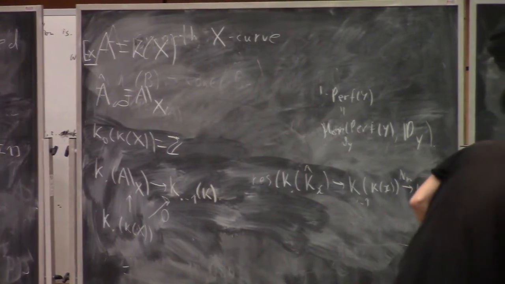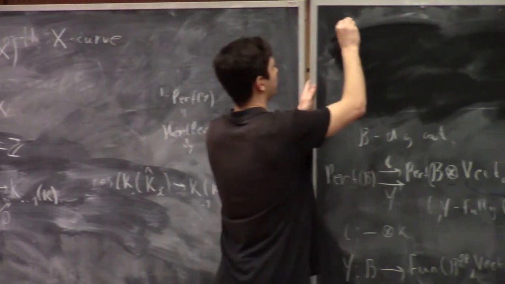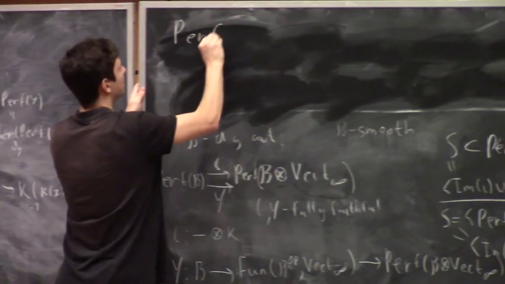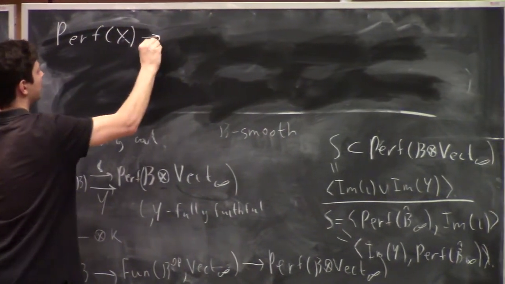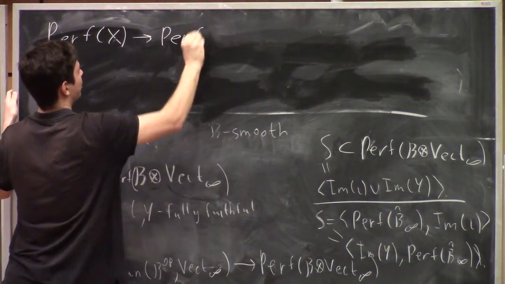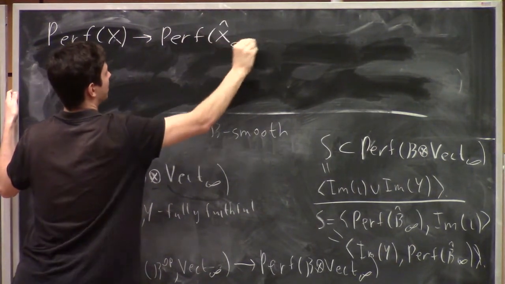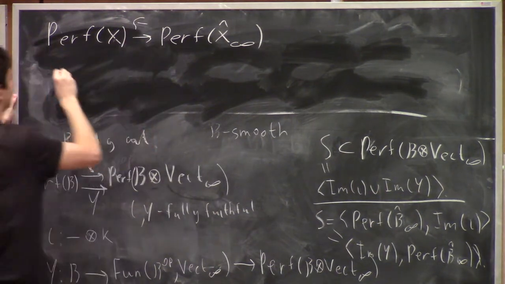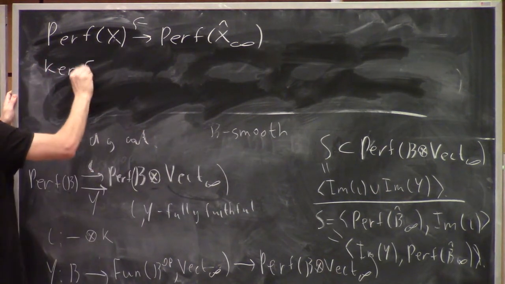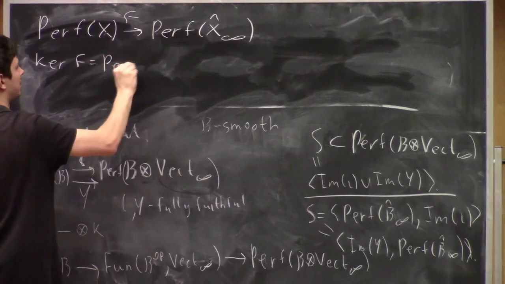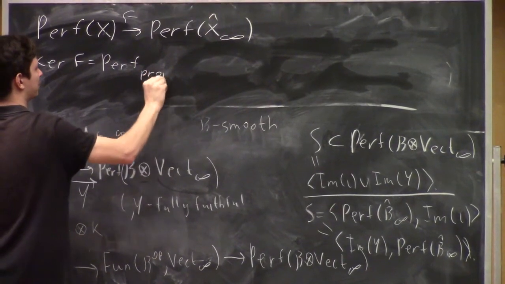Again, in the geometric case, you have this restriction functor from perfect complexes over X to perfect complexes on the punctured neighborhood of infinity. And of course, the kernel of F is the perfect complexes with proper support.